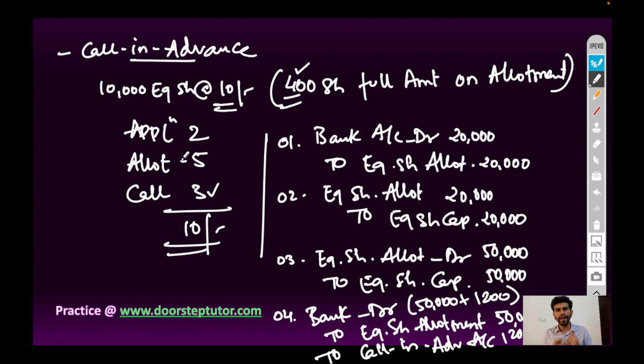Because it is received in advance, it will be a liability for the business. So all the liabilities have credit balance. Any money received in advance will be a liability for the company. So the narration will be being allotment money received along with call money on 400 equity shares.